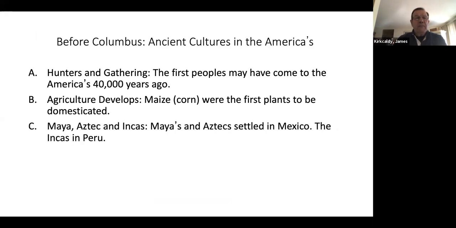So, okay. Hunters and gatherers, first people may have come to America 40,000 years ago. You may have remembered learning this in American history, maybe in high school, that during the Ice Age, people from Asia came over to North America over what we call the land bridge, when Alaska was connected to Asia. And some people also believe that many of them did not come from that land bridge, but actually came by sea in primitive boats, and over thousands of years worked their way up and down the North and South America. Maize or corn, the first plants to be domesticated.